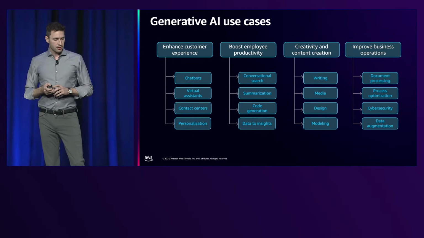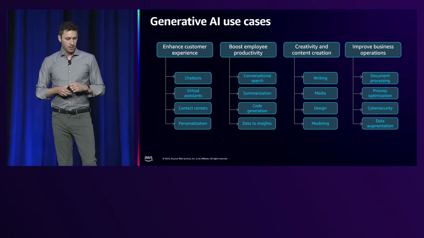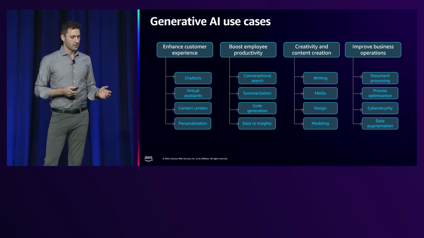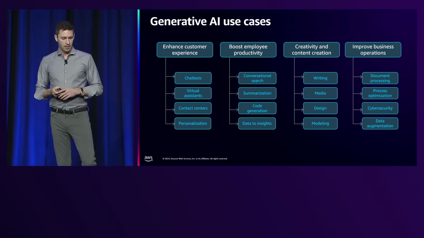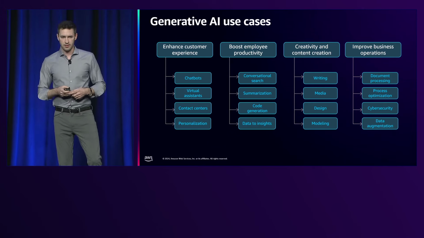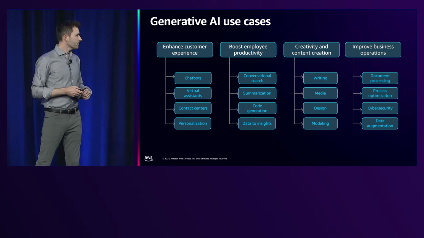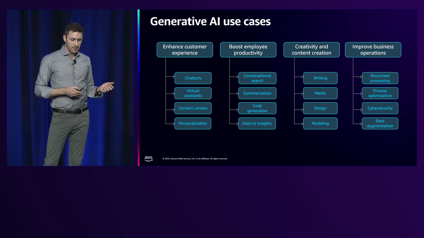As far as use cases go, really 4 main buckets that we've seen for generative AI use cases. Probably the one you're most familiar with is enhancing customer experience. I think Andy came on stage yesterday and was talking about Rufus, the new agent that can help you shop on Amazon.com. Boosting employee productivity is another one.